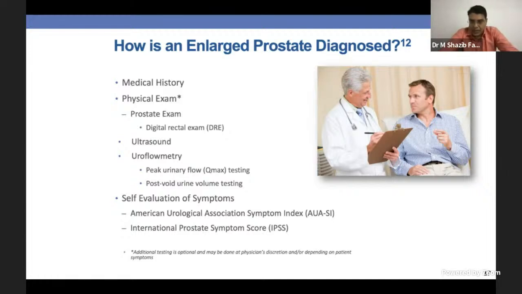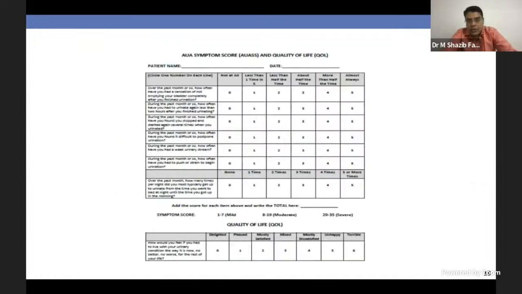Now moving towards the self-evaluation of symptoms. The patient can self-evaluate the symptoms with the help of a score made by the American Urological Association, known as the American Urological Association Symptom Index, or IPSS. IPSS is another symptomatic score. So let us go through a few slides about what the American Urological Association symptom score is. It constitutes 7 parameters, and another one is the quality of life. We have to grade how many points a patient has.